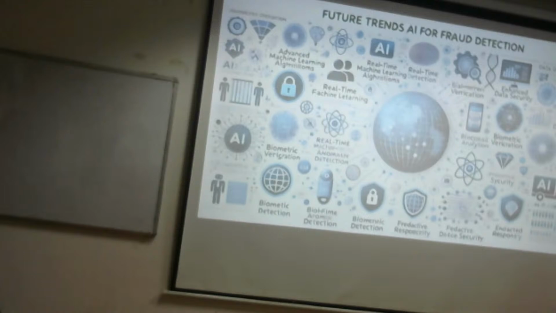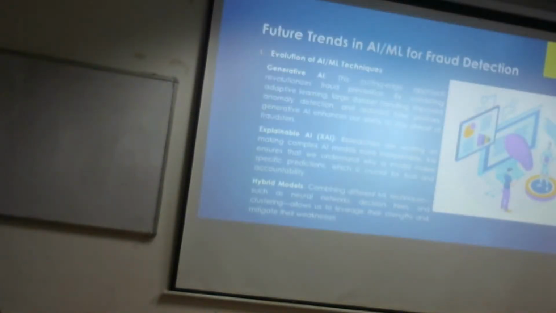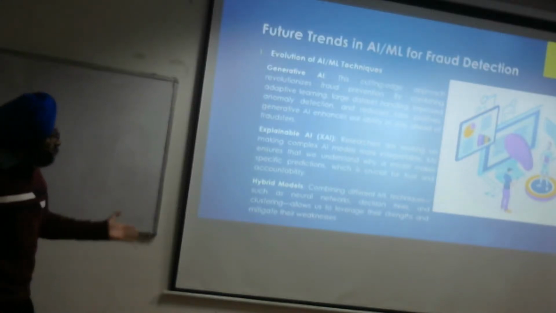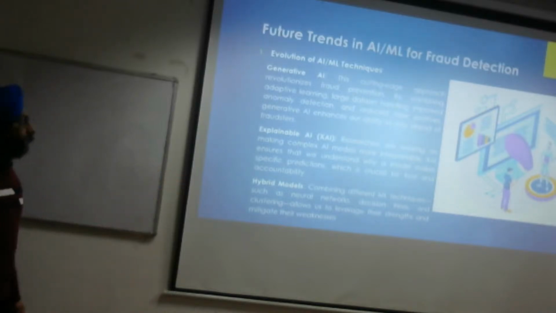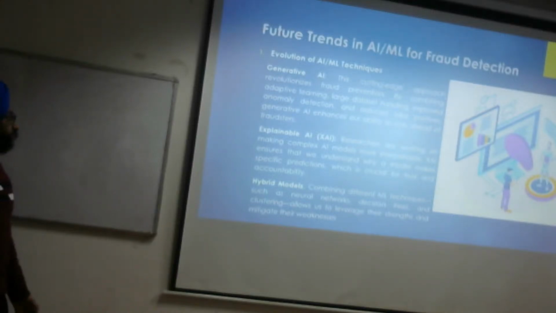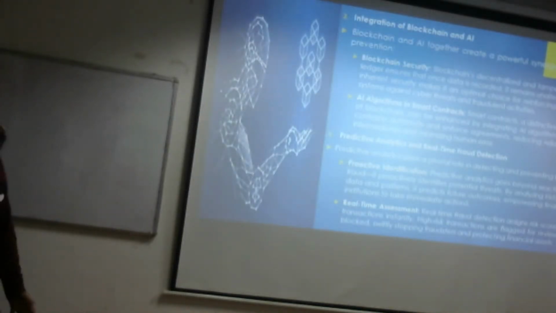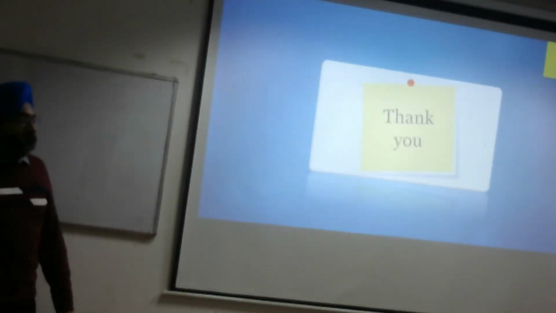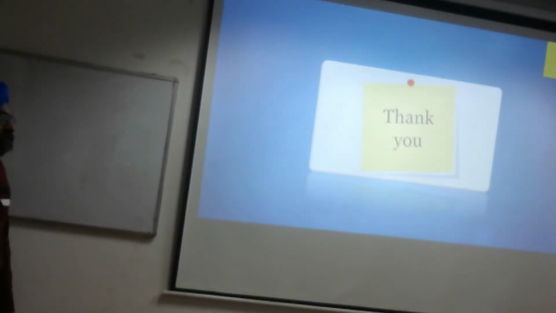These are the future trends for AI and ML, and we can incorporate these techniques along with various hybrid models we can develop, and explainable AI can also be a future aspect for finding fraud using credit cards, and blockchain also we can incorporate along with this. These are the future aspects of this method. This is all from my side.